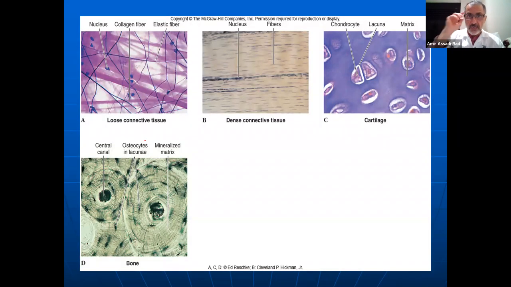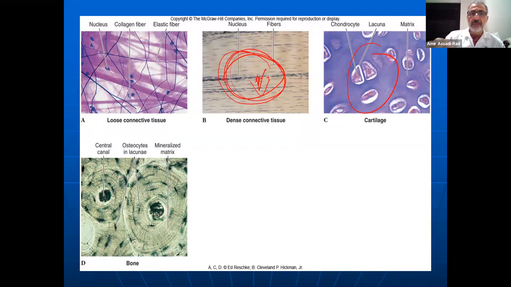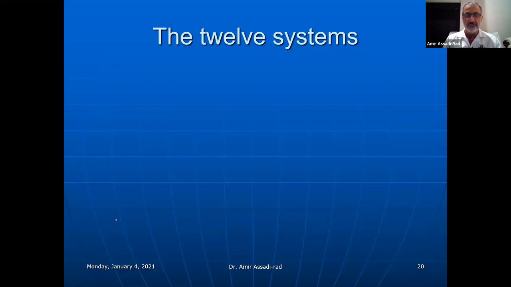Here's a slide of cartilage. Here is a dense connective tissue. We do not have this in the lab, but we have dense irregular connective tissue. Okay, this is dense connective tissue, but this is dense irregular. And then you have loose fibrous connective tissue, and then you have the bone, and then we'll talk about all of those in detail. I'm done with tissues.